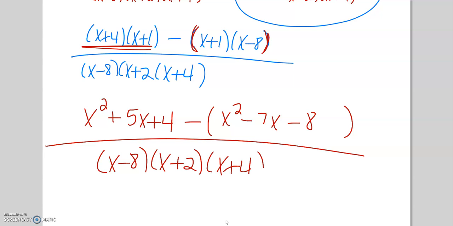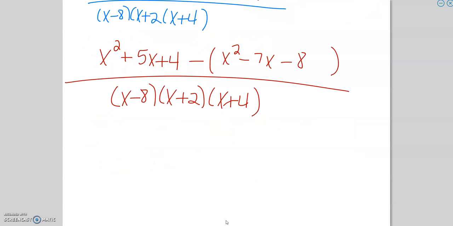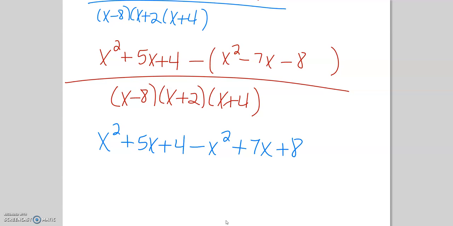And then we're going to combine things that are the same. Now remember, since I'm subtracting right here, since this is a subtraction sign, it's going to subtract every single term inside those parentheses. So I'm subtracting x squared, I'm subtracting a negative 7, and I'm subtracting a negative 8. So let's just rewrite this without those parentheses. So we have x squared plus 5x plus 4 minus x squared minus negative 7x, which is actually plus 7x, and minus negative 8, which is actually plus 8, all over our common denominator.